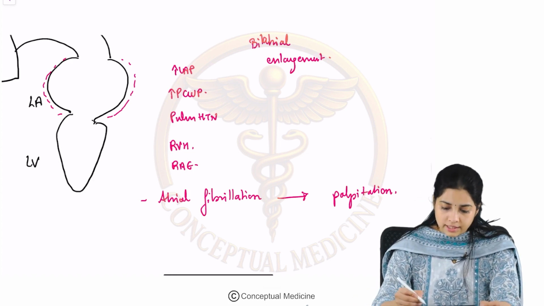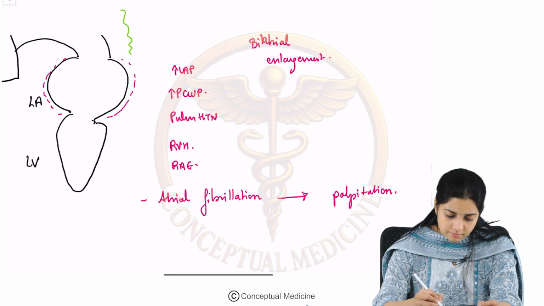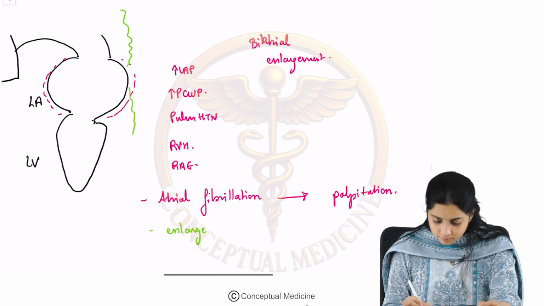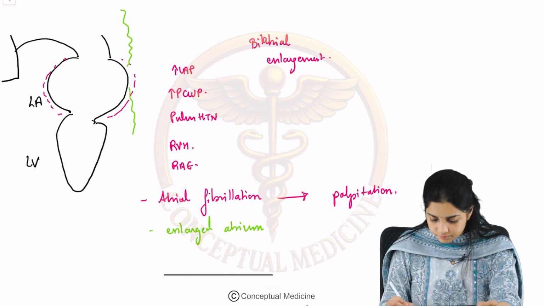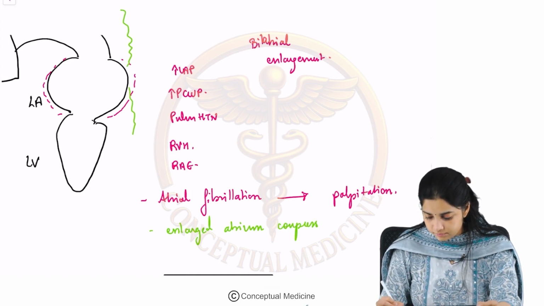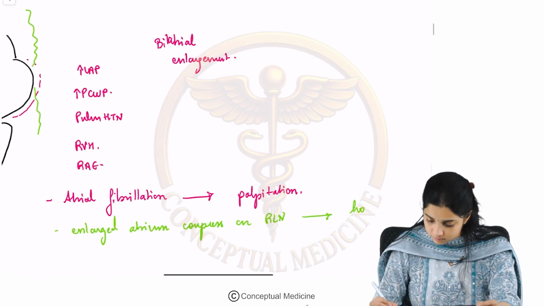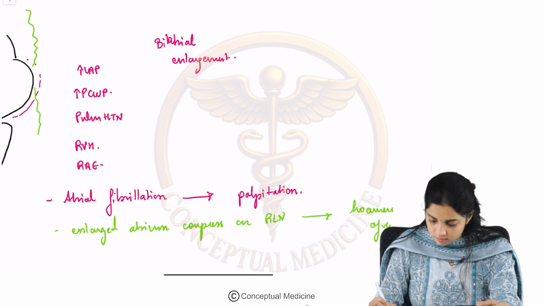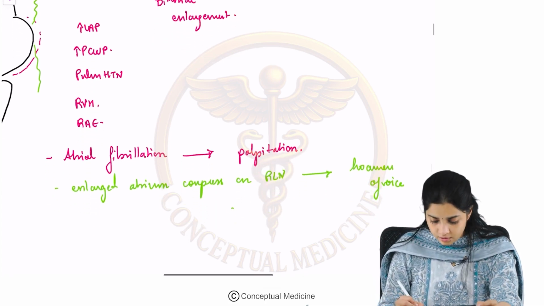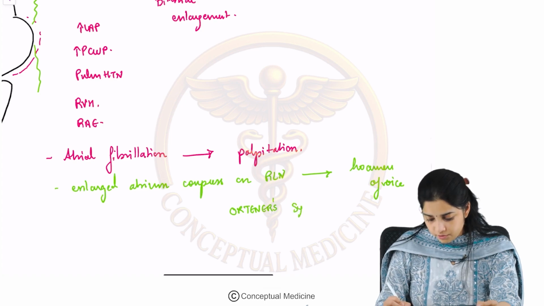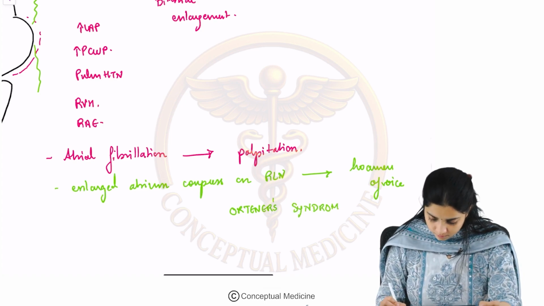Second, there is an important structure which passes behind. When the atrium enlarges, the enlarged atrium can compress on the recurrent laryngeal nerve and causes hoarseness of voice. And this is what we call as the Ortner's syndrome.